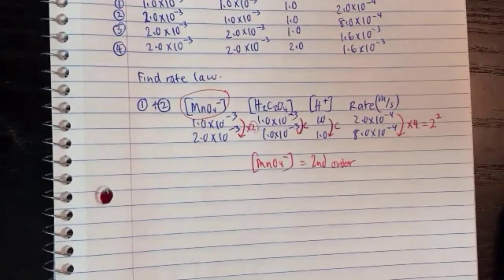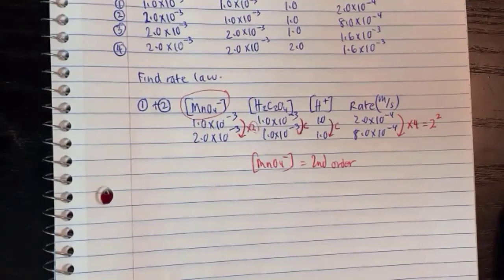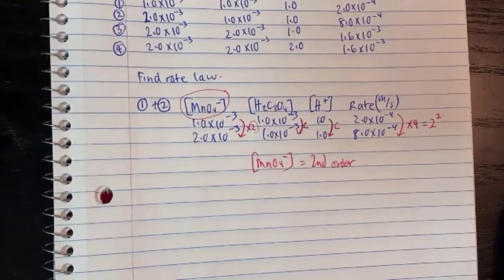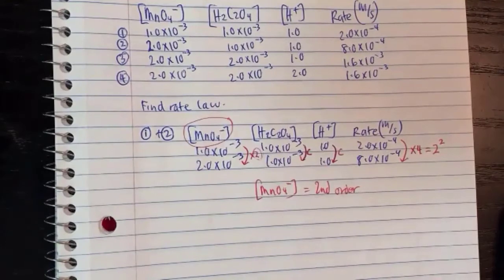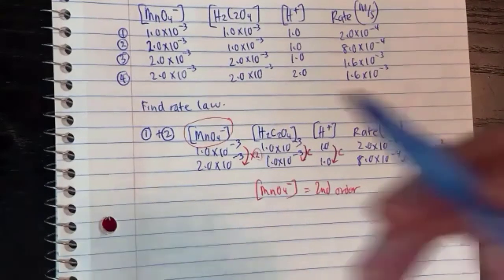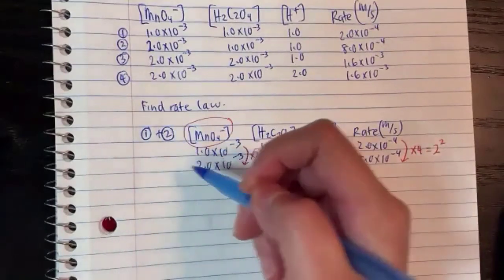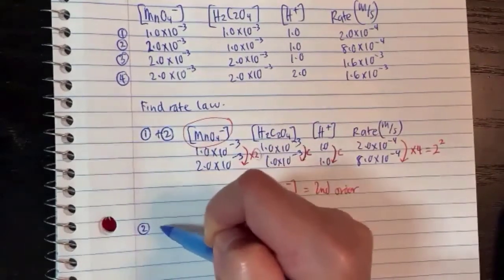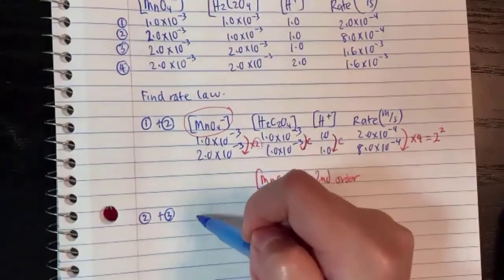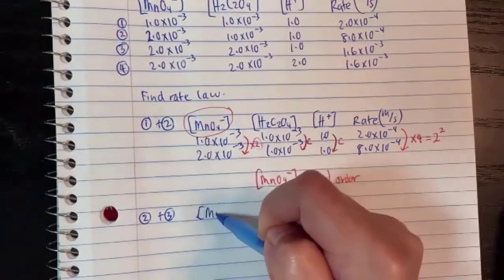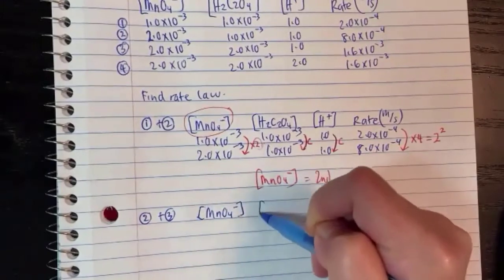Then we can do lines 2 and 3. Now, remember, it doesn't have to go in order. You can go whatever order you want. It just so happened that the orders we have here are conveniently kind of in order. You can do 4 and 1, 3 and 1, 3 and 2, it doesn't matter, okay? But we're gonna do lines 2 and 3 for the next reactant. So let's see what lines 2 and 3 give us. I'm gonna go ahead and write it out.